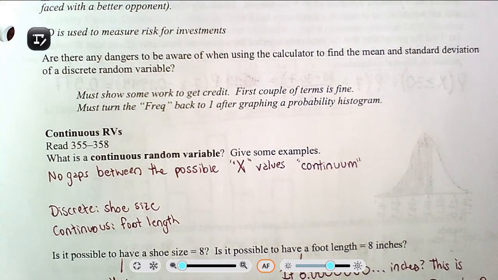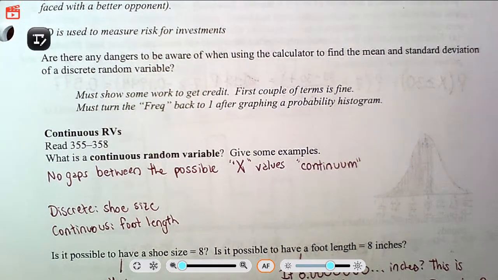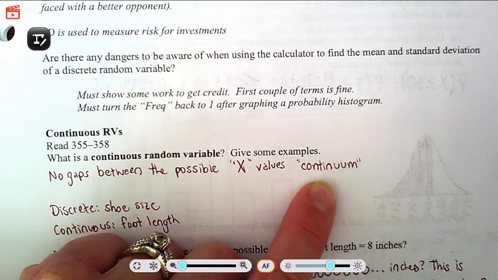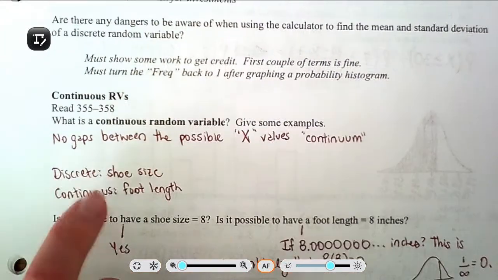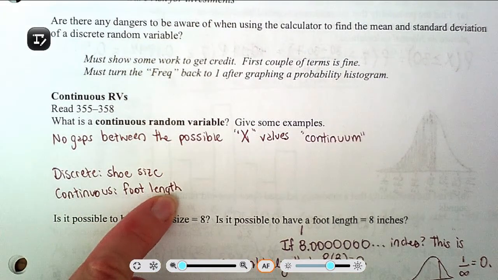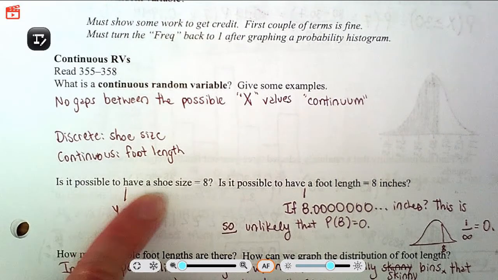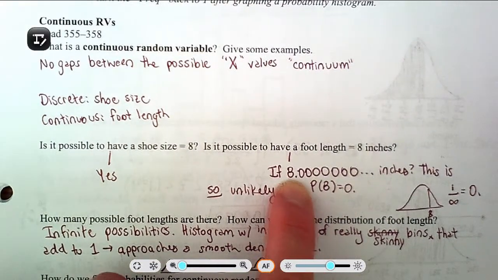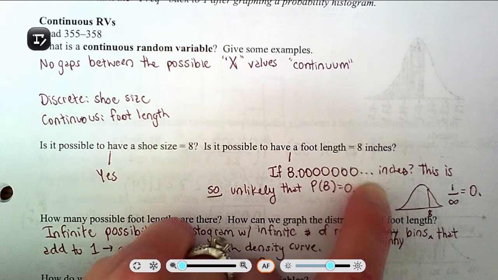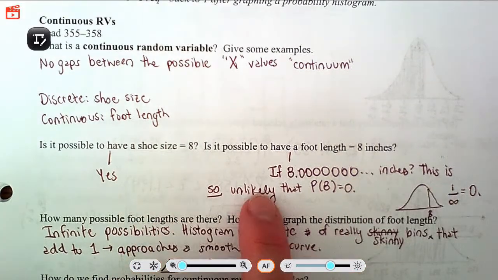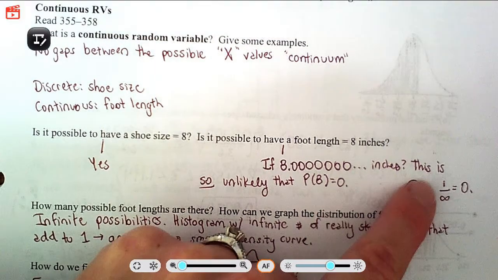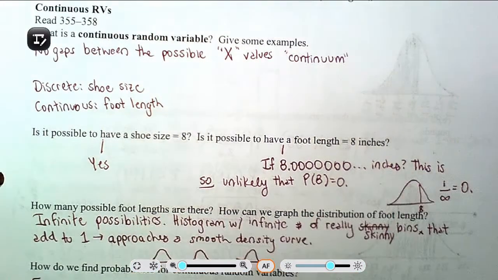Give some examples. Now, this is a type of random variable that has no gaps between the possible x values. It's on a continuum. So again, shoe size versus foot length. Is it possible to have a shoe size of 8? Is it possible to have a foot length of 8? We say yes, you can have a shoe size of 8. No, because can you really have 0.800000 inches? It's very unlikely. So the probability of 8 itself is 0, because it's 1 over infinitely many options.